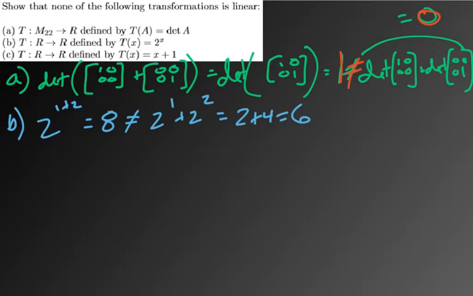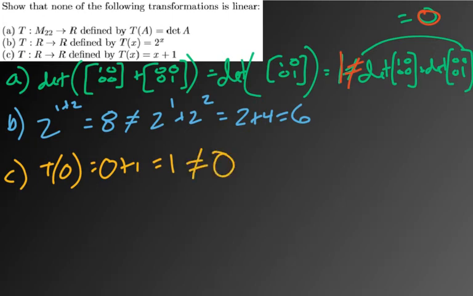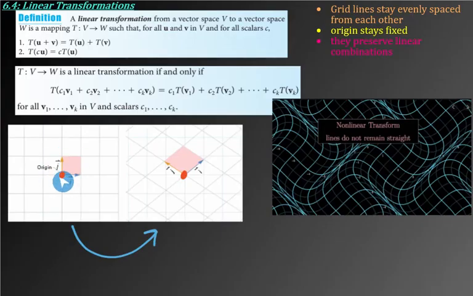The last one actually fails a different condition. If you want to map real numbers to real numbers by just adding 1, that's not going to do it because it's not going to keep the origin fixed. If you do T of the 0 vector, which is 0, you're going to get 0 plus 1, which equals 1, which is not 0. The transformation should send the 0 vector to the 0 vector, but it's sending it to 1. That's basically shifting the origin up 1. It's not going to do that important thing where the origin should stay fixed.